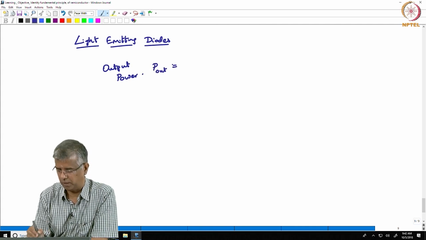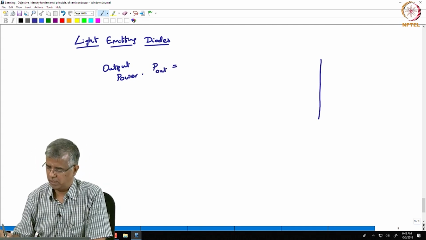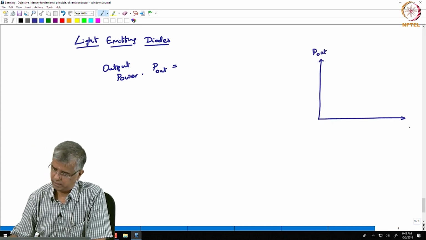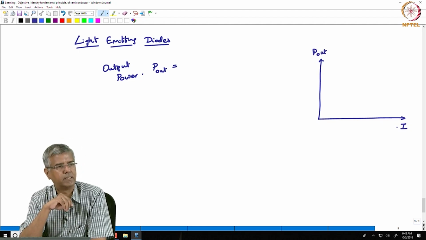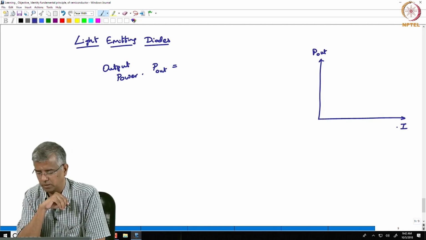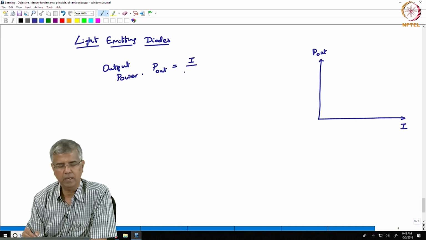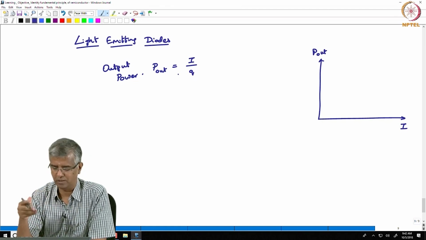Let us call this P out. How that output power changes, how P out changes as a function of current that is injected into the structure. Now, the rate at which you are injecting current will be I over the charge Q. You could have put E also, it does not matter.